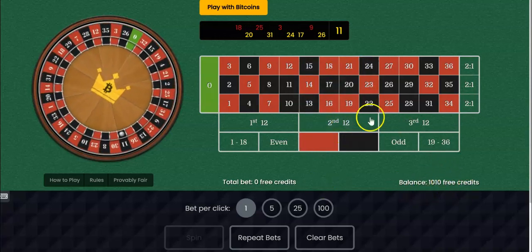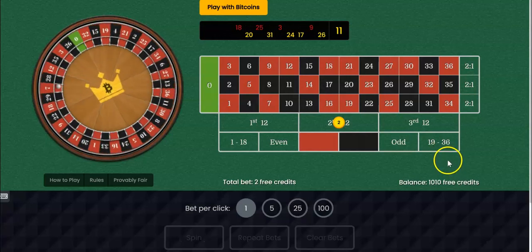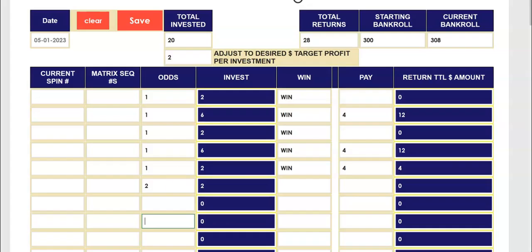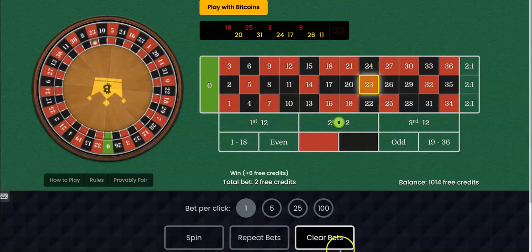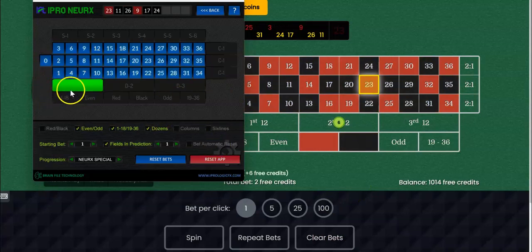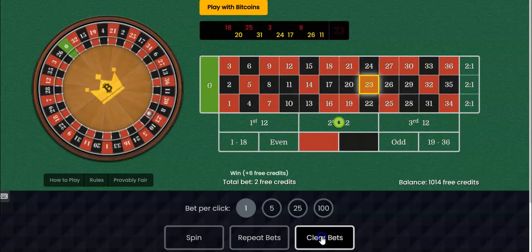Now look at your bankroll. We want to make another $10. If you make $20 a day, that's $600 a month. Look, we're 14 ahead. The payout for this is 6. 6 is the payout because the odds are 2-to-1. Now this became a win. Okay, so now let's put this in. Look at where it says. It says here, the first dozen, 2. And we're going to put that in.